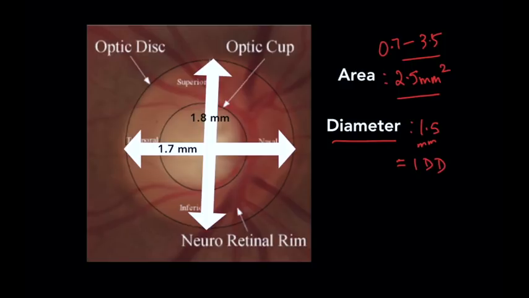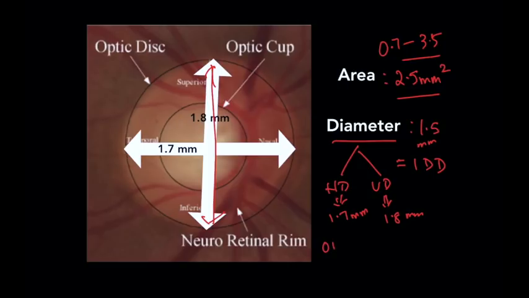But let us go a bit more detailed. If we go there, the horizontal diameter is going to be 1.7 mm, whereas the vertical diameter is going to be 1.8 mm, which means the vertical dimension is a bit more when compared to the horizontal dimension. In other words, the optic disc is vertically oval. Okay, the optic disc is vertically oval.